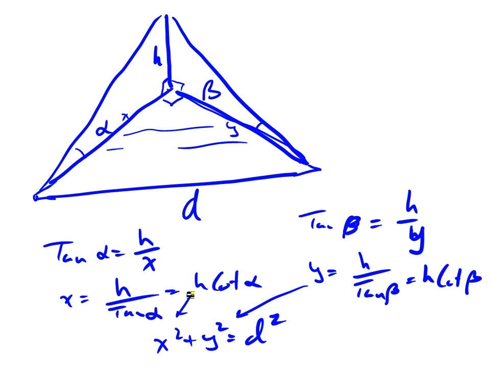So I'll let you finish it from there, but that's the idea. If you knew h, you could calculate this length. If you knew h, you could calculate this length. Once you've got these three as a relationship, that gives you the relationship between h and d, which you can then just solve for h.